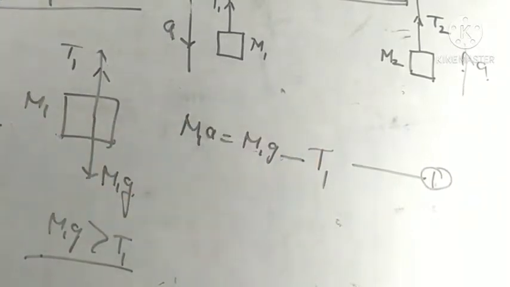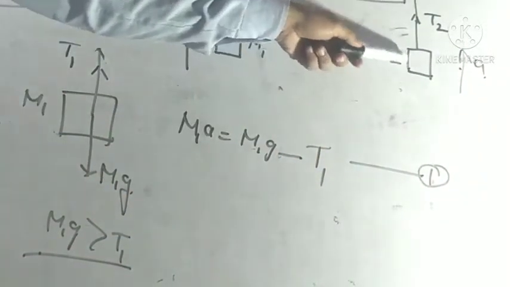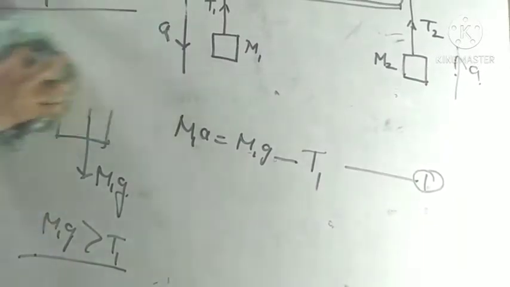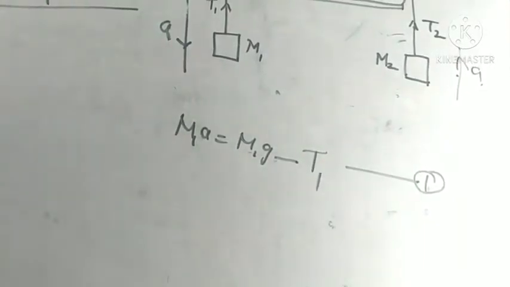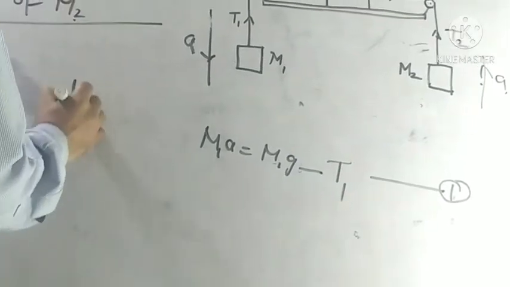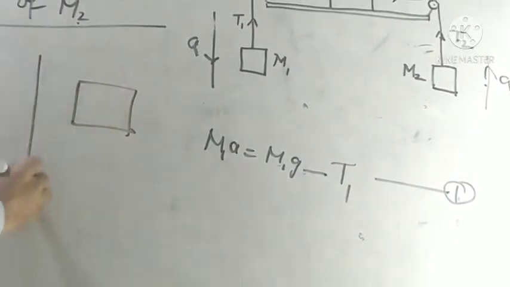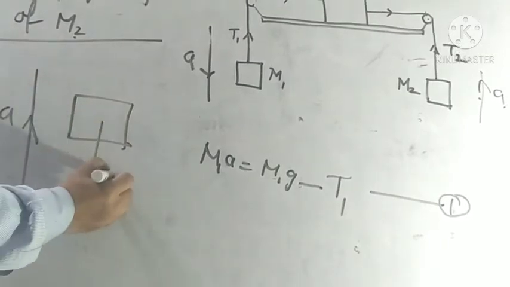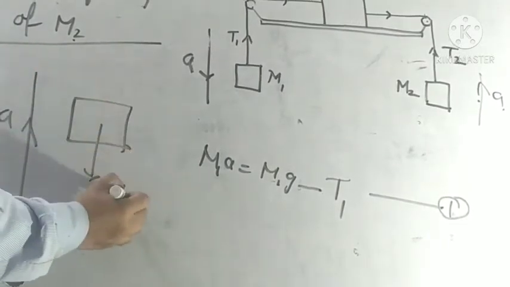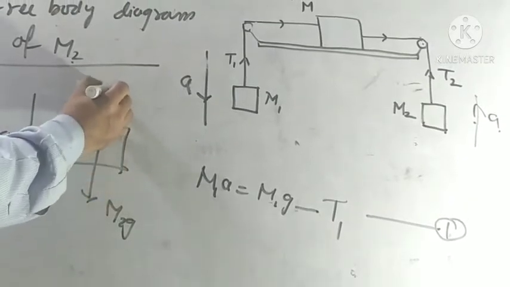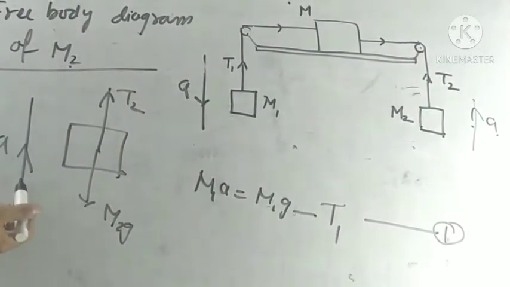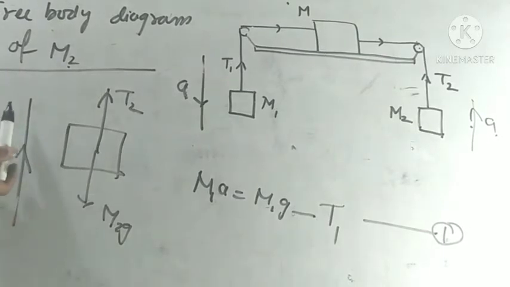And now we discuss the free body diagram of the second body having mass M2. This body will move vertically upward with acceleration a, and the weight of this body will act vertically downward, and the tension T2 in the string acts vertically upward.